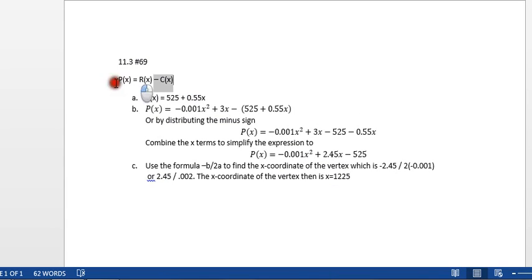So we're going to use this function, profit equals revenue minus cost, but up here in part A, we're just asked to look at the cost function. So our cost function is going to consist of the 525, the fixed cost, plus the variable cost, which you just multiply the per sandwich cost times the number of sandwiches made. X here is representing the total number of sandwiches.